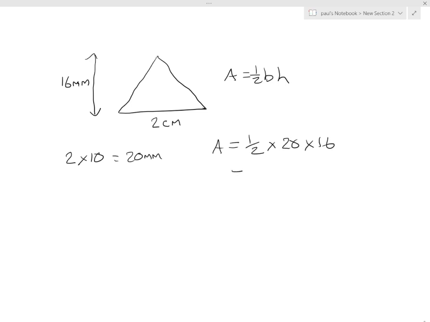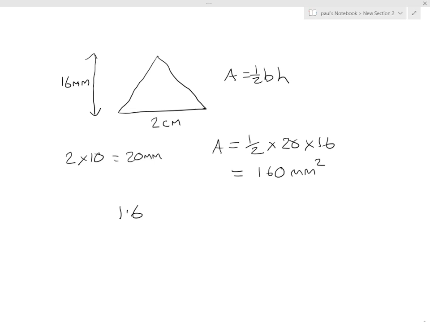So now I can do the area equals a half times the base is 20 times the height is 16, and half of 20 is 10. 10 times 16 is 160 millimeters squared. Okay, if I were to change them both to centimeters, I would have to divide that number by 10.